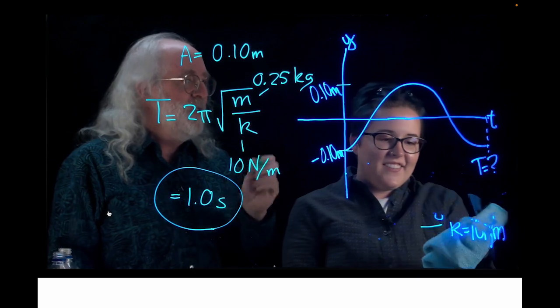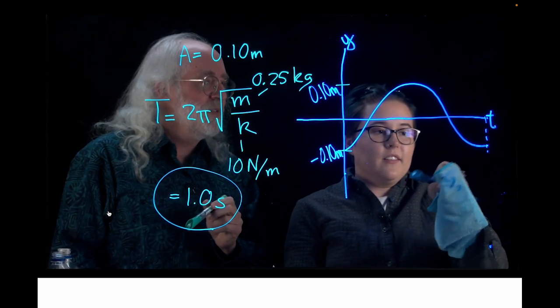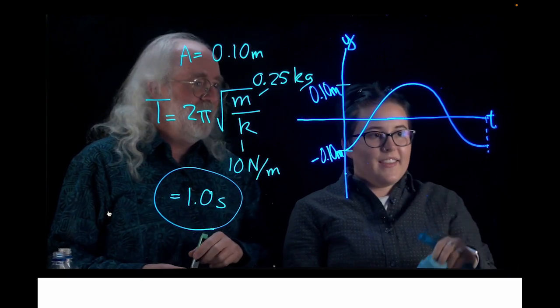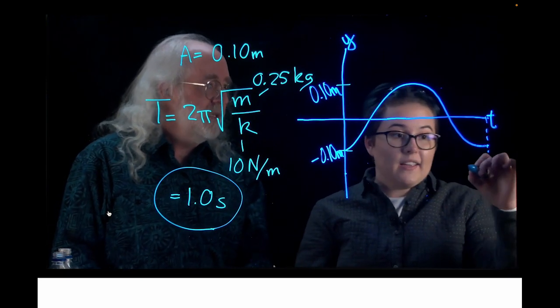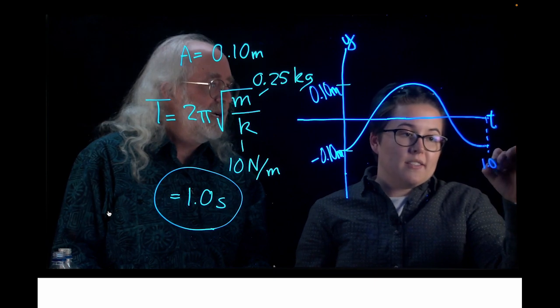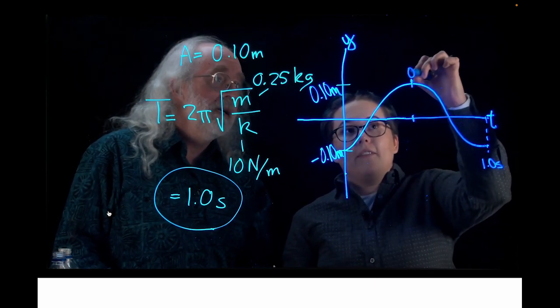So with that, you can put some numbers on the axes. Let me go ahead and mark some of the crucial times in this particular motion. So we know that one full oscillation is going to take 1 second. So I'm going to put 1 second right here. We know half an oscillation is going to take half a second.